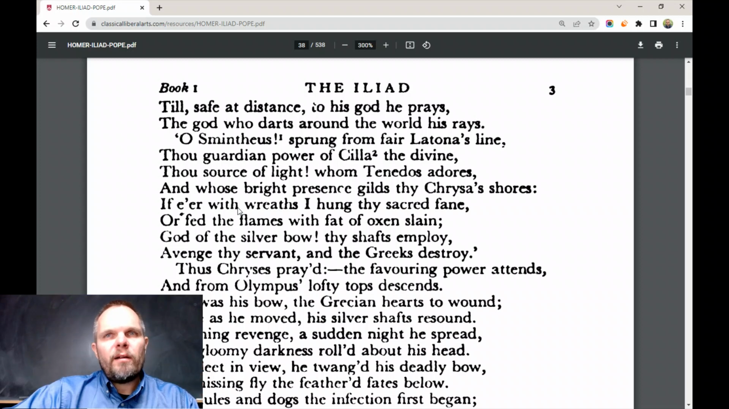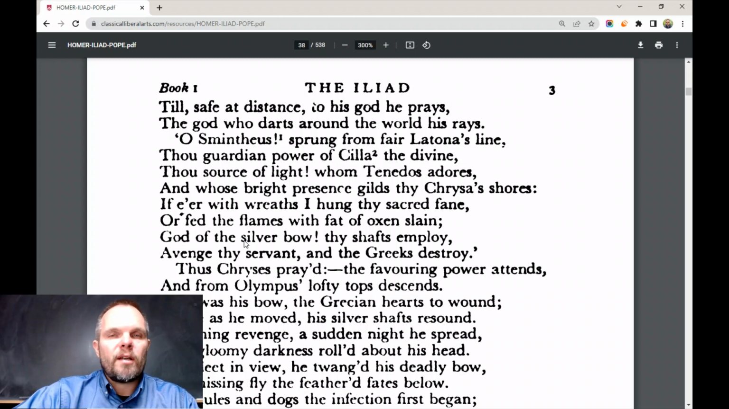If e'er with wreaths I hung thy sacred fane, or fed the flames with fat of oxen slain, God of the silver bow, thy shafts employ, avenge thy servant, and the Greeks destroy.